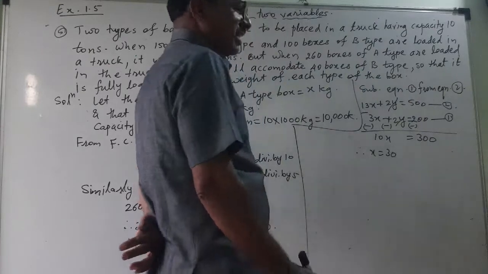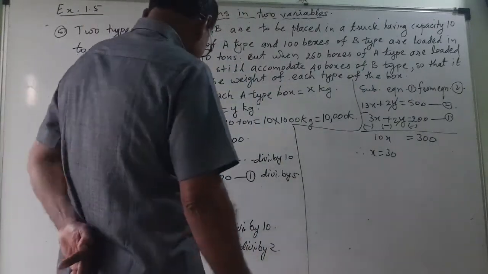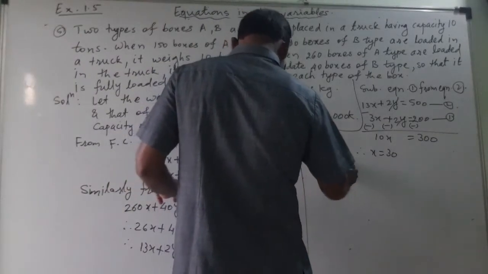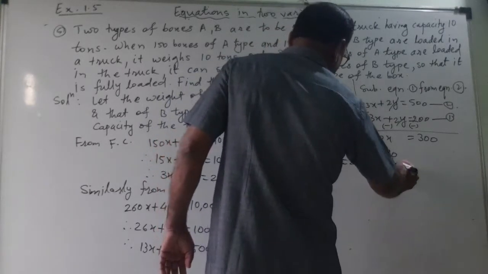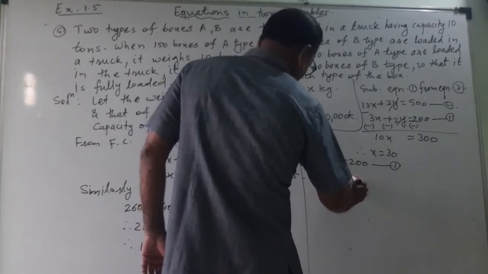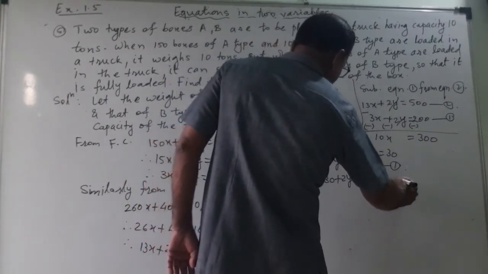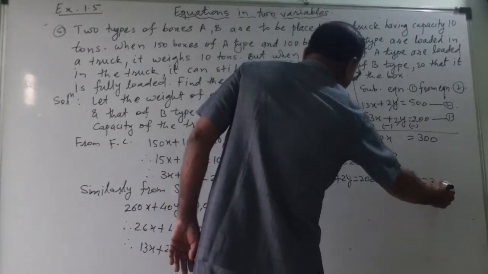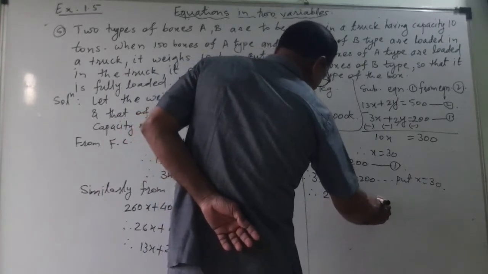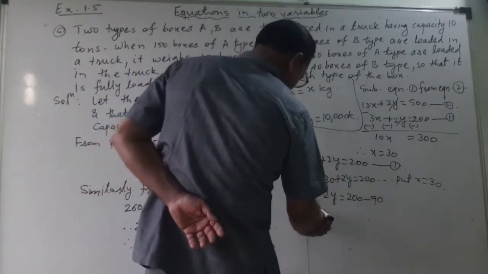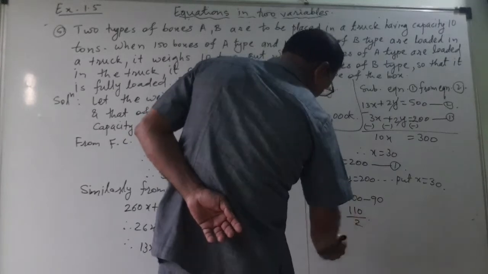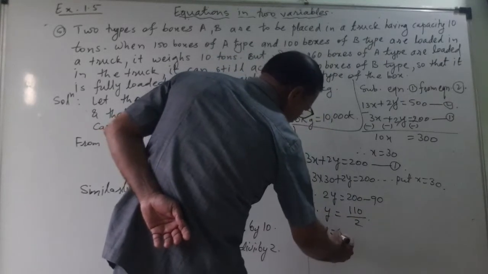So A type box's weight is 30 kg. Now the B type boxes. 3x plus 2y is equal to 200 from equation number 1. Therefore, 3 into x, which is 30, plus 2y is equal to 200. Here you give the reason, put x equal to 30. Therefore, this is 90. 2y is equal to 200 minus 90. Therefore 2y is equal to 110, divided by 2, and therefore y is equal to 55.